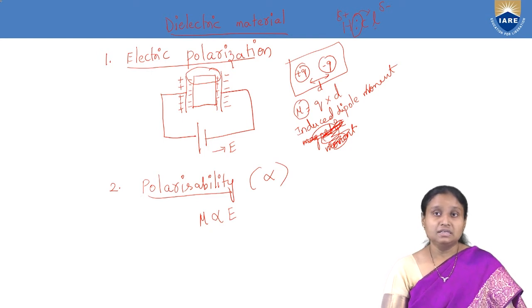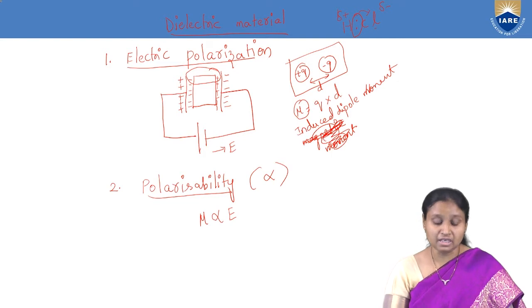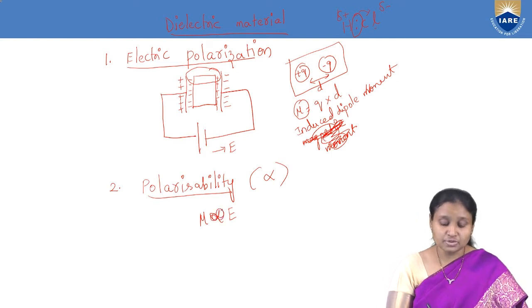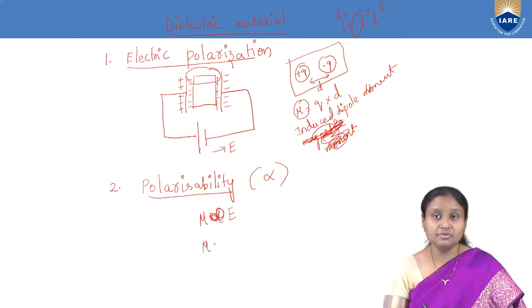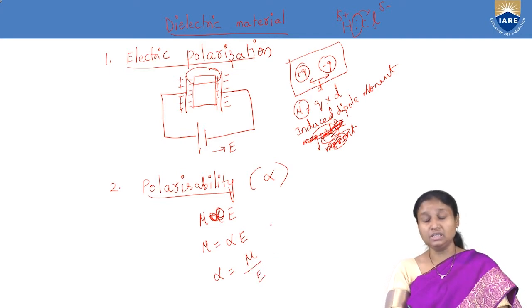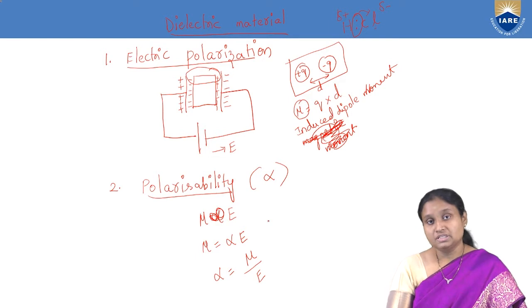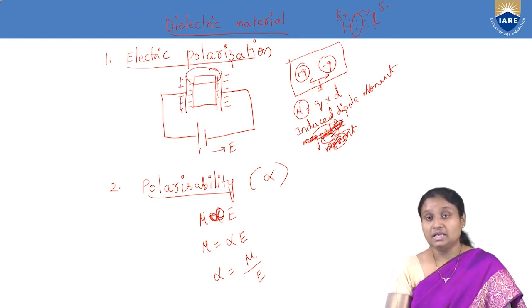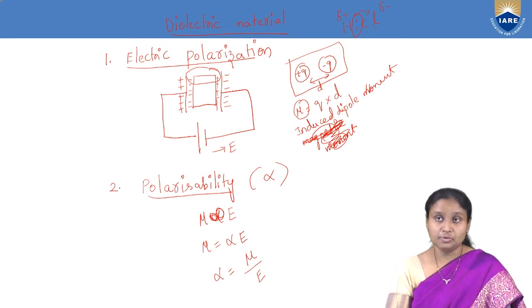As you can see, how much dipole moment there is depends upon the strength of the electric field. If we take out this proportionality sign, we introduce one constant, which is alpha, and this alpha is nothing but polarizability. Simply, polarizability alpha is defined as the ratio of induced dipole moment to the applied electric field, that is, induced dipole moment per unit electric field applied. So this is about polarizability.